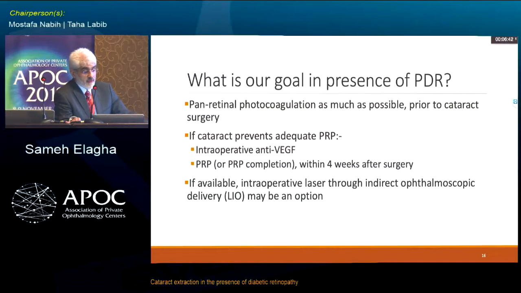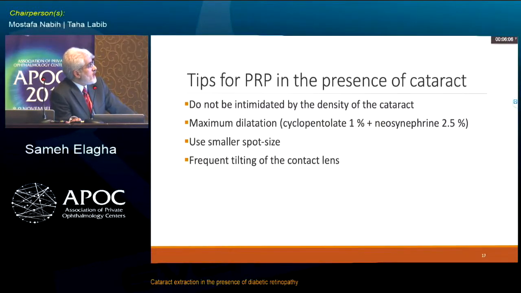of proliferative diabetic retinopathy. And our goal here is to do pan-retinal photocoagulation as much as possible prior to the cataract surgery. And if the cataract prevents adequate PRP, then we can do intraoperative anti-VEGF, and we must plan PRP or PRP completion within 4 weeks after surgery. لازم نقول للعيان قصتك مش هتنتهي بالكاتراكت اكستراكشن، لانك انت عندك مشكله كبيره في قاع العين ما تتحلش الا بالليزر. And in some cases, if available, intraoperative laser through indirect ophthalmoscopic delivery, اللي هو ال LIO, may be an option if it is available and if you are trained to do it.